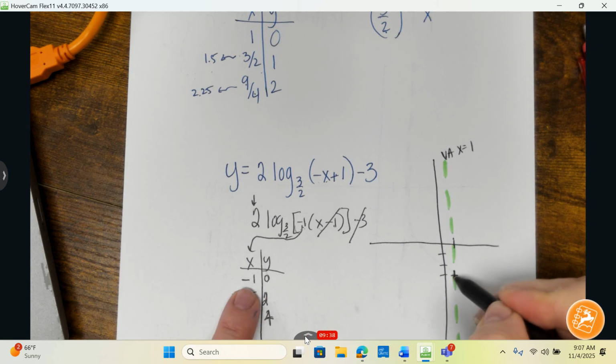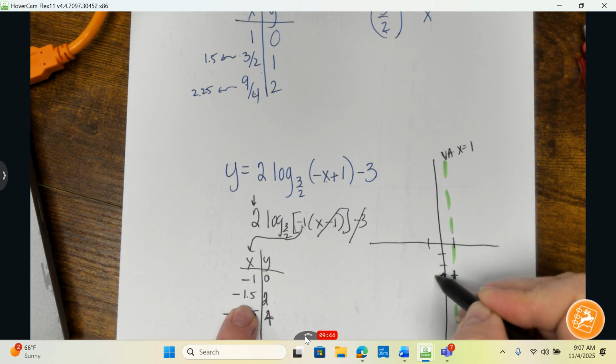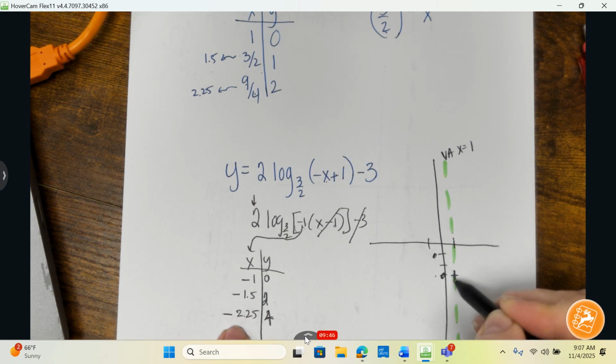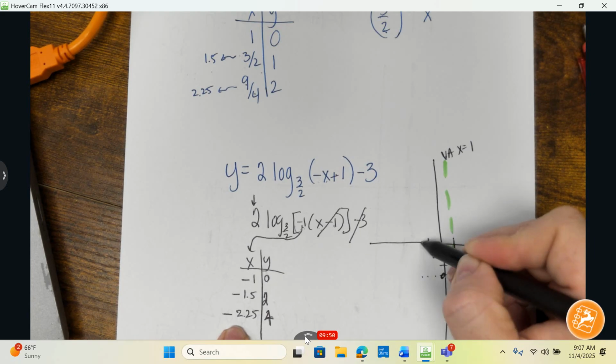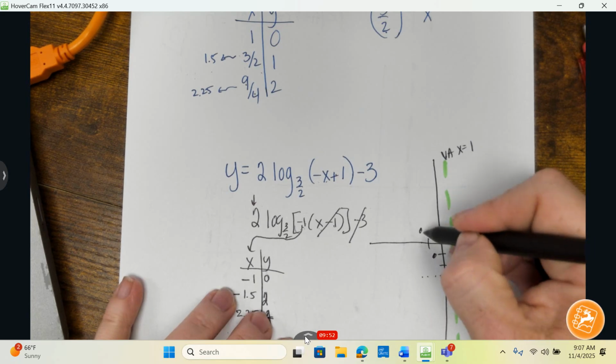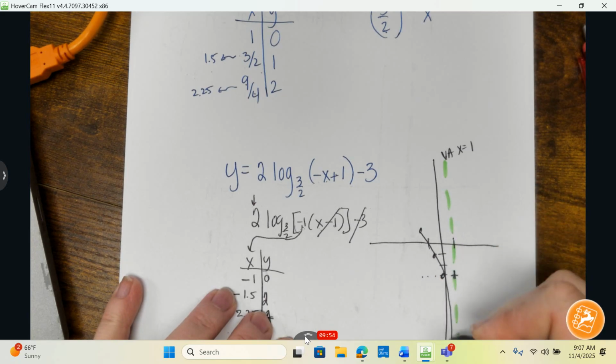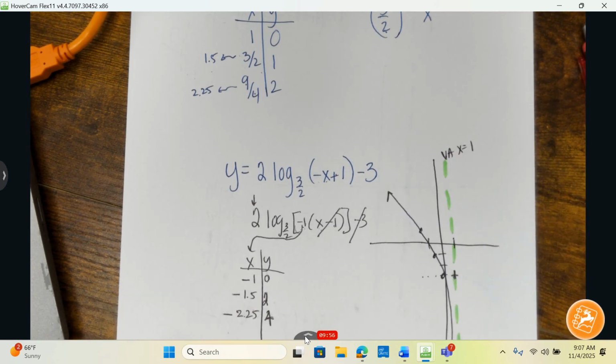So I'm ready. From here, I'm going to go left 1 and stay. Then I'm going to go left 1.5, so left 1.5 and up 2, and left 2.25. So here's 2, 2.25, and I'm going to go up 4. And we can see it's getting closer and closer as it goes like this.